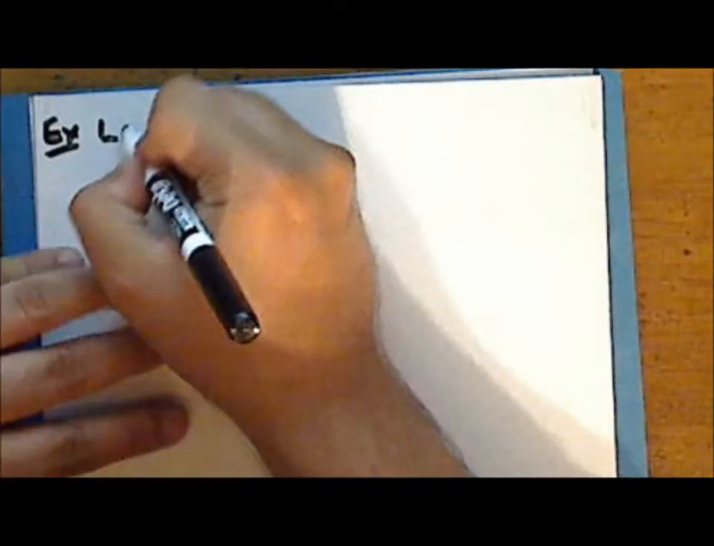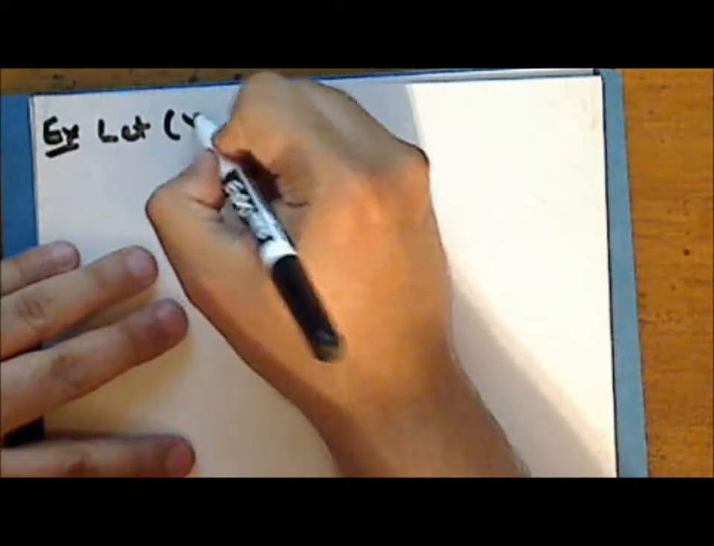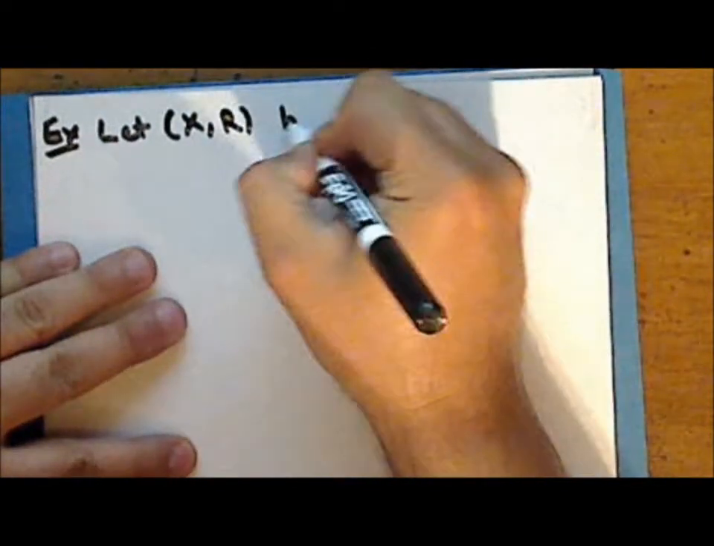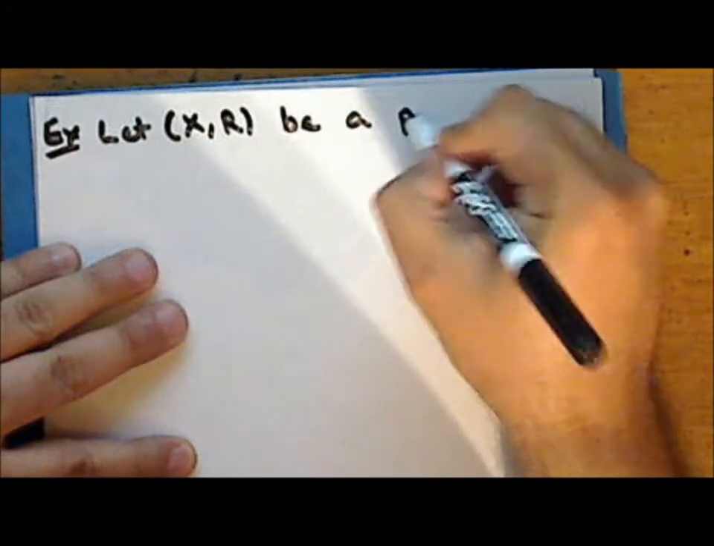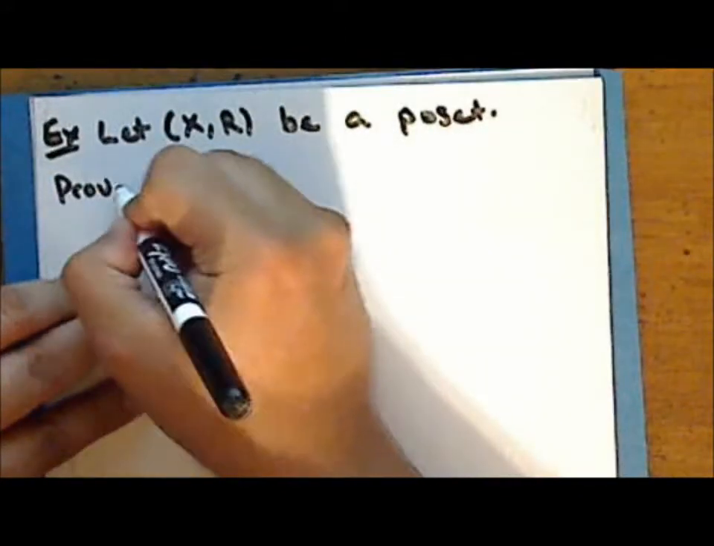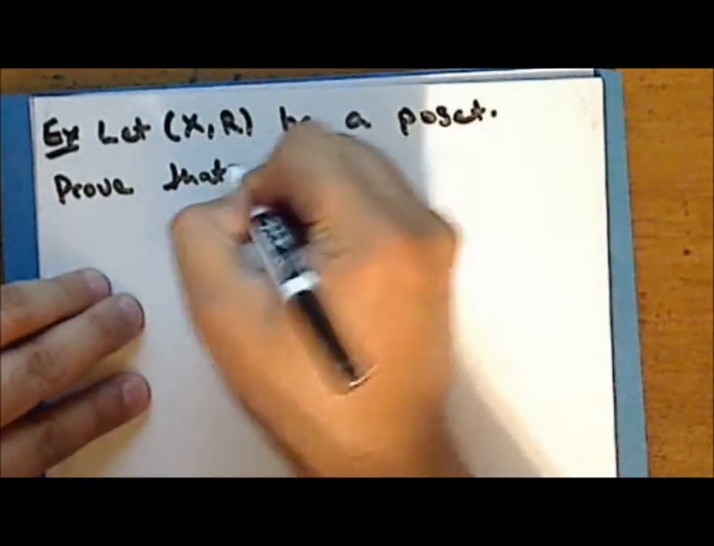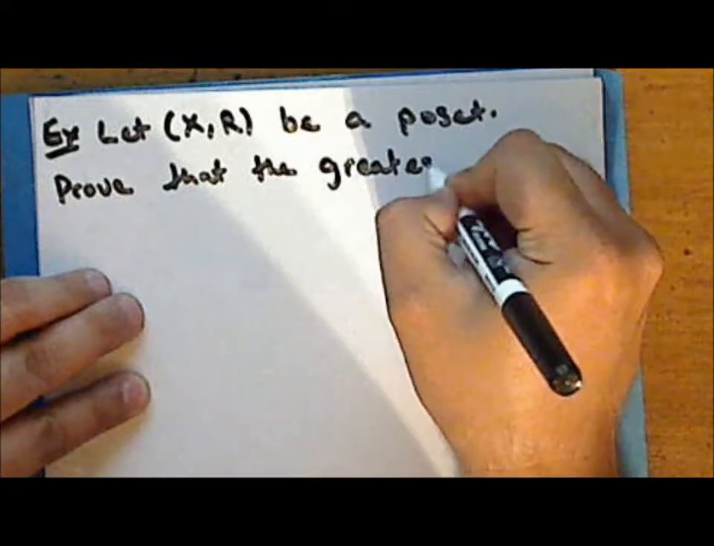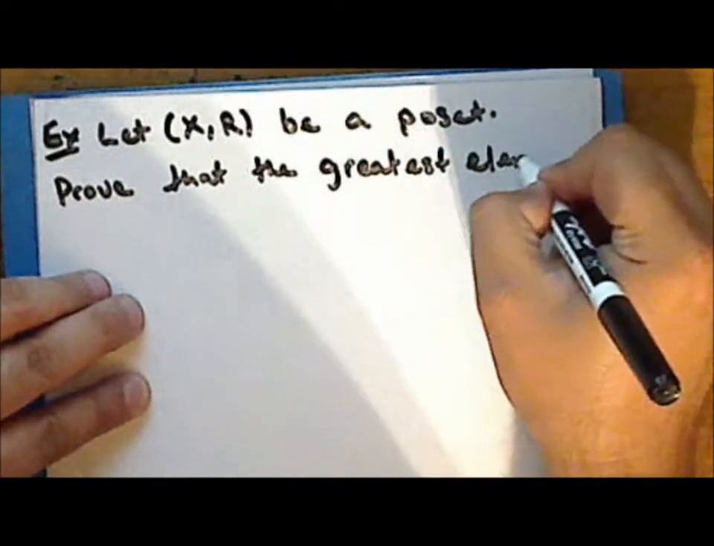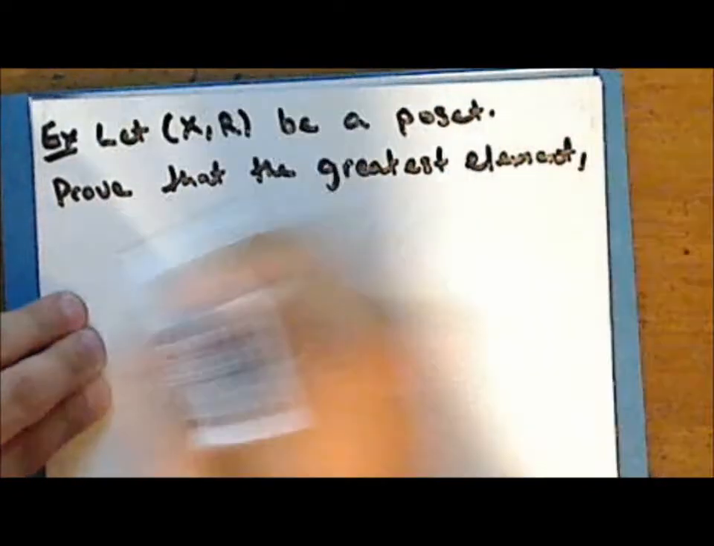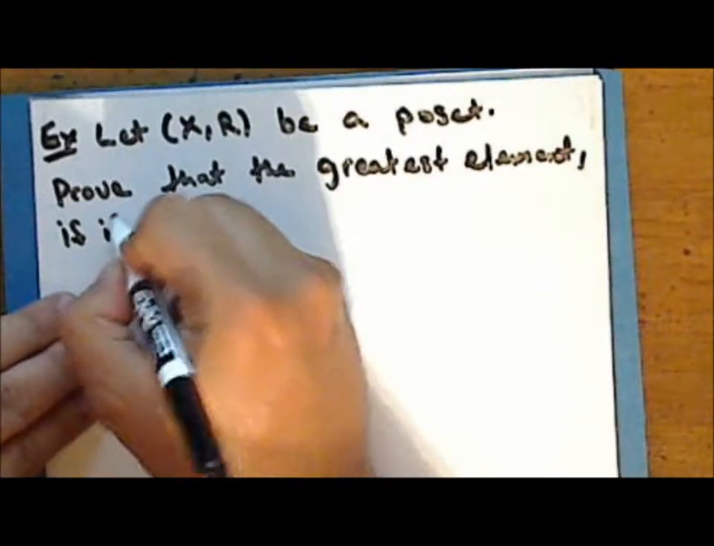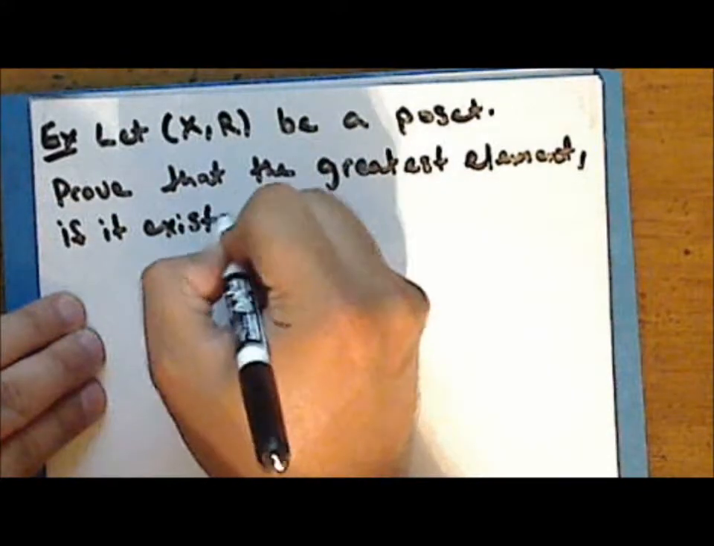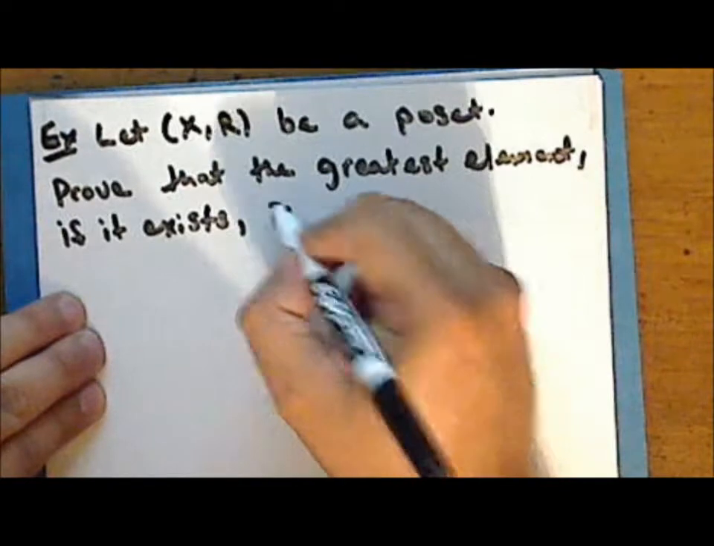And as a second exercise, let X together with the relation R be a poset. Prove that the greatest element, if it exists, is unique.